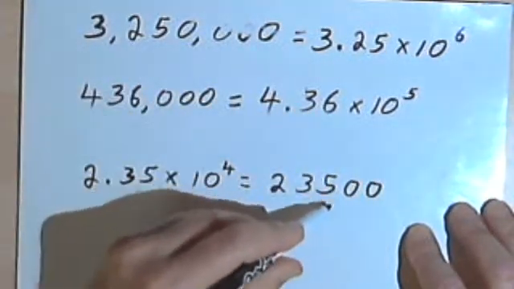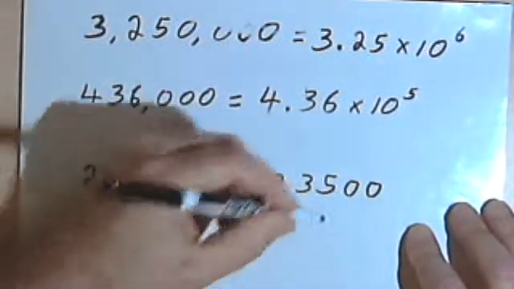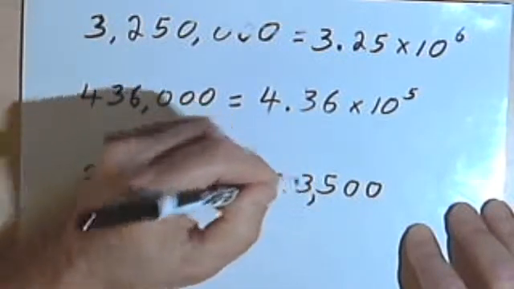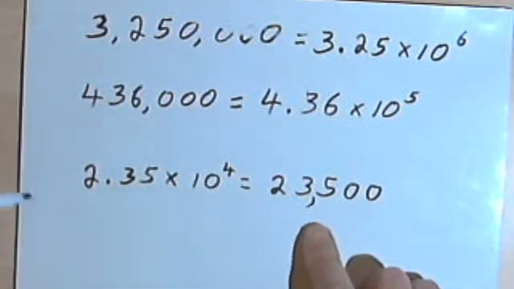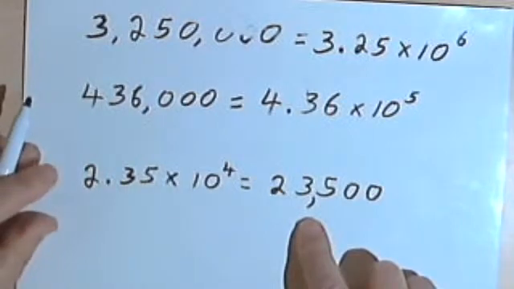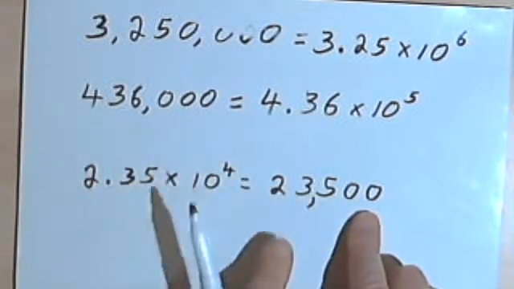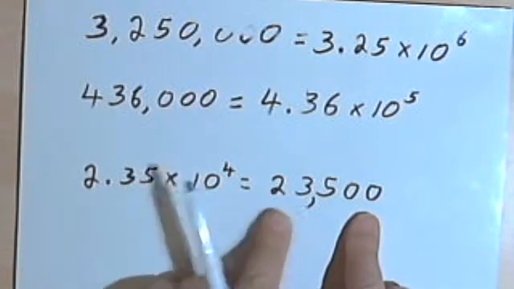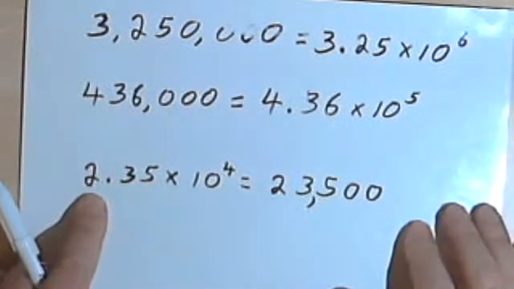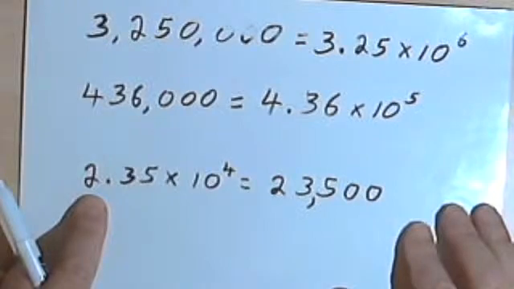So I've got 23500. I'll put a comma in so I can read that in the standard way. That's going to be 23,500. And if you want to check this, you could go back from this 23,500 and make sure we can get to 2.35 times 10 to the 4th.